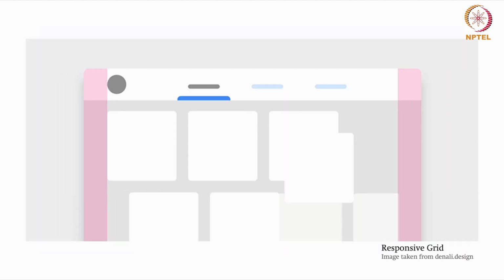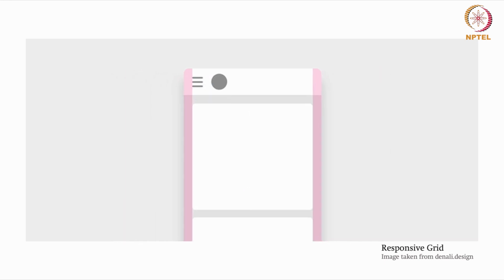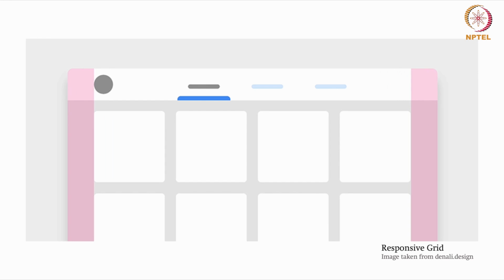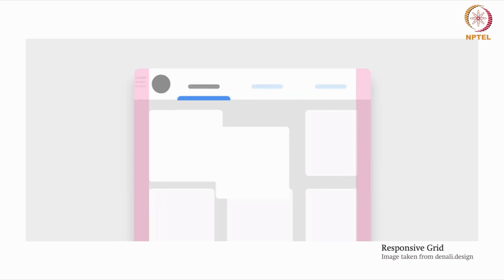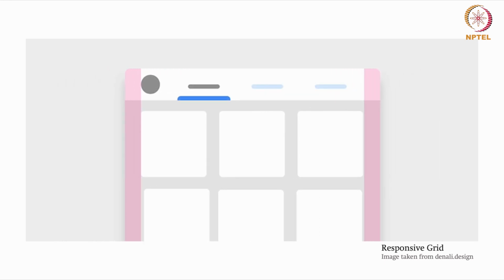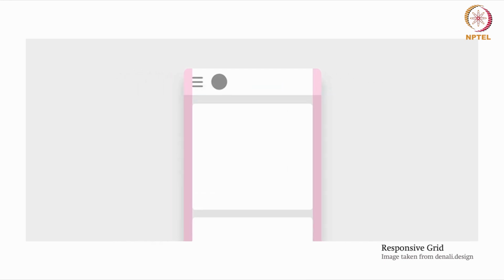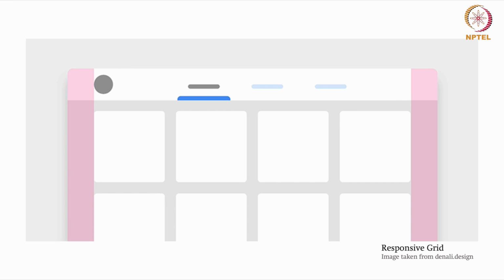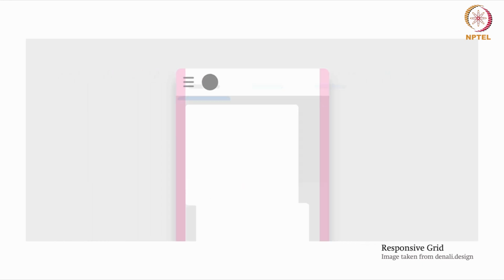So a responsive grid is a design framework that adapts layout and content dynamically based on the screen size or device being used. It is an important part of responsive web and publication design, ensuring that the design looks appealing and functional as well.